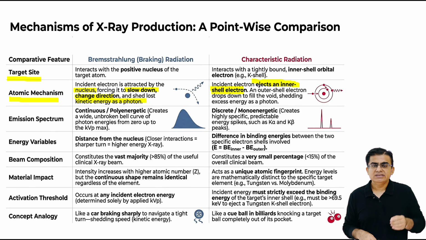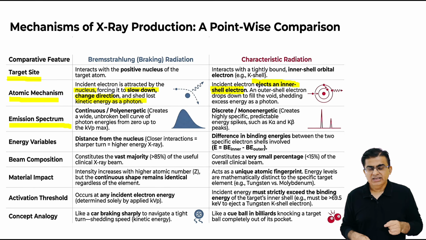Now let us look at how these photons appear on our final emission spectrum. Bremsstrahlung creates a completely continuous and polyenergetic spectrum. It appears as a wide, unbroken bell curve containing many different photon energies. On the other hand, characteristic radiation is completely discrete and monoenergetic. It appears only as highly specific, sharp vertical energy spikes on our graph.